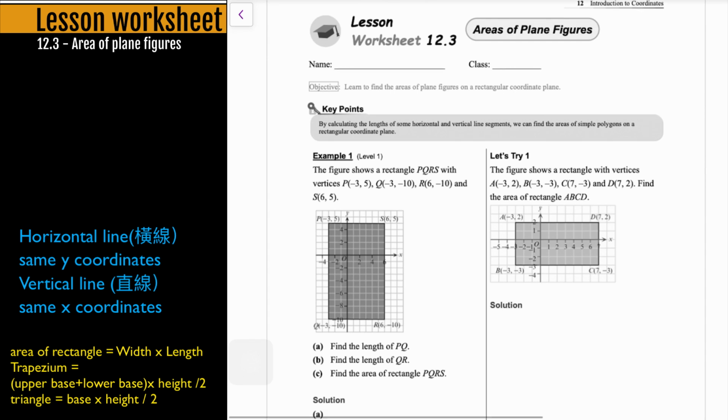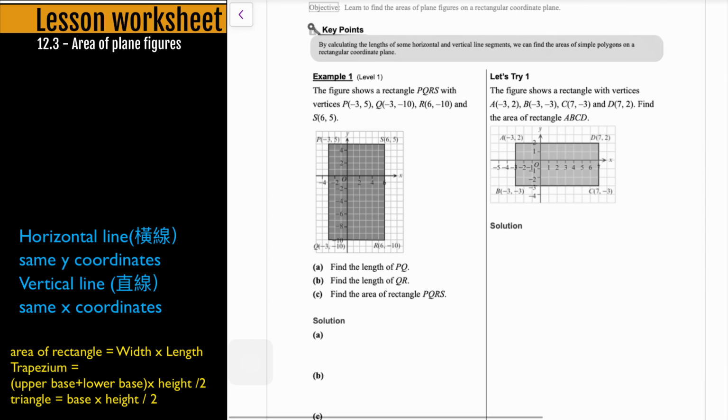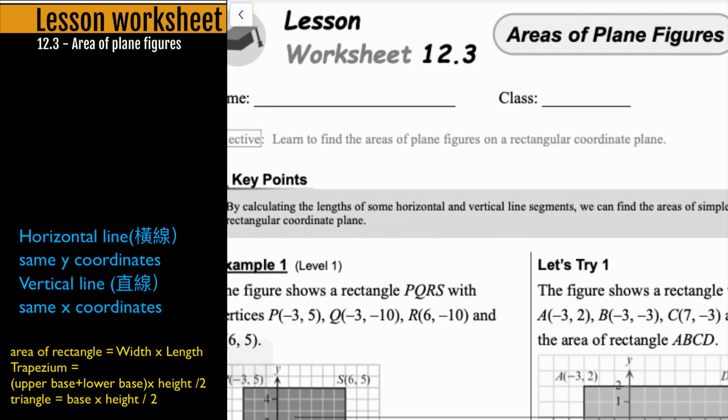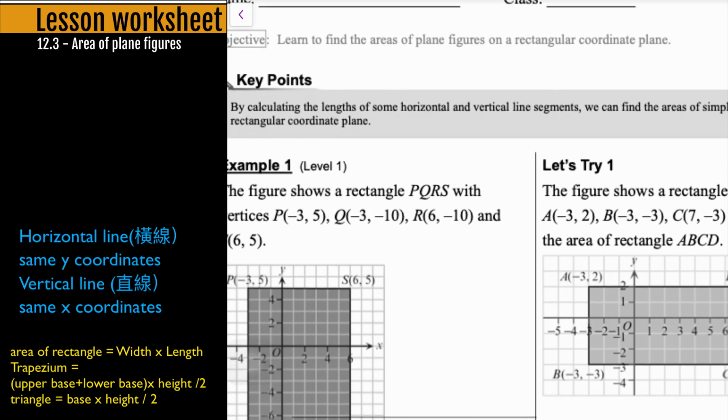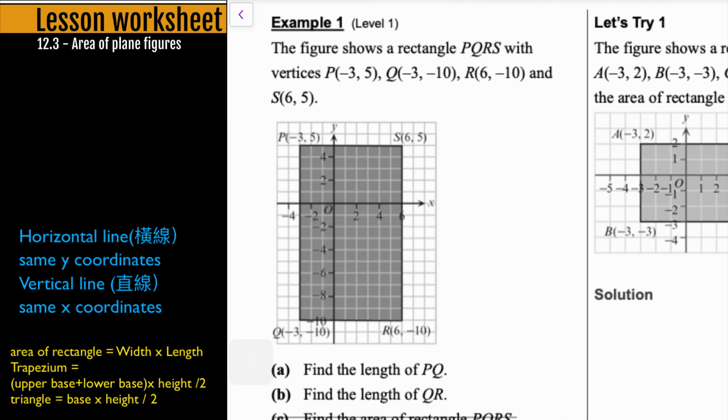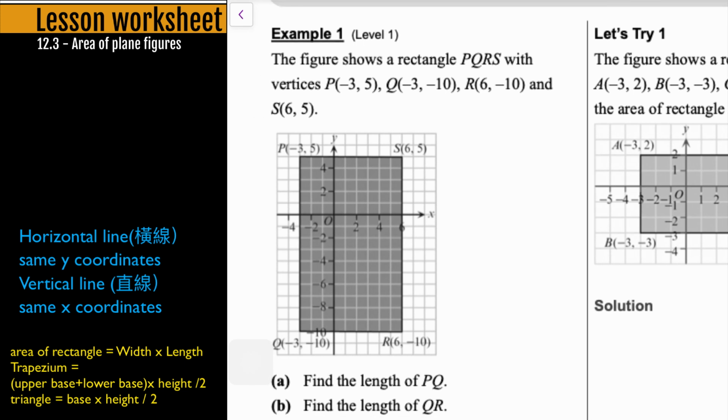This video is for 12.3. We are going to find the area of the figures in the plane. You may see that this is the rectangle. For a rectangle, the area equals the length times the width, so we would like to find the length and width.